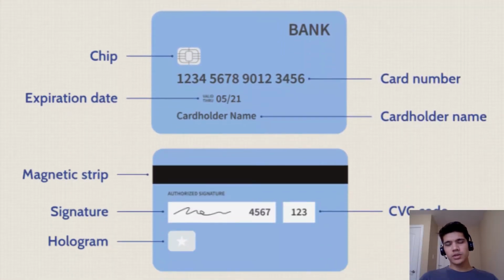So this is a picture of the credit card. A credit card has two sides, front and back, and it's made of a chip and a magnetic stripe at the back.